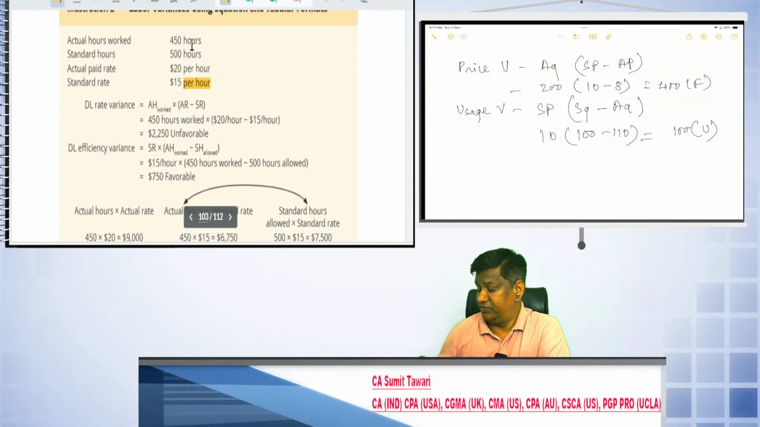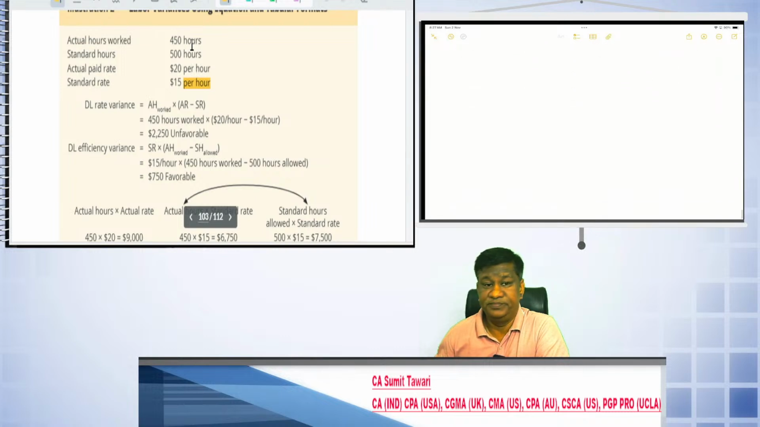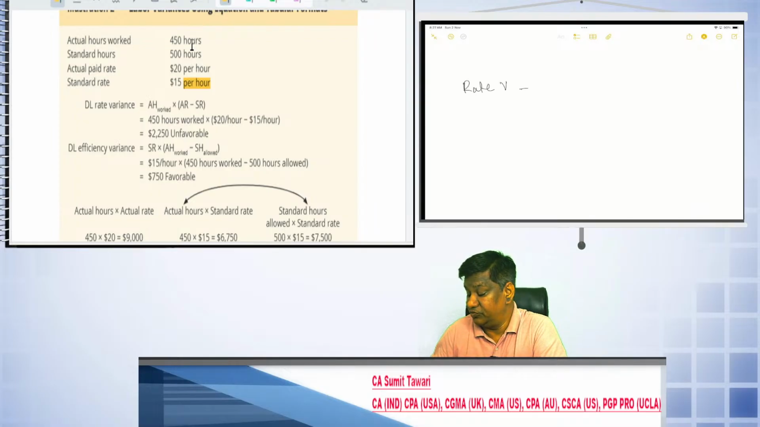Then labor variances, the same way. If I'm calculating the rate variance, I need to use the actual hours as the common factor, and then for efficiency, the common factor is the standard rate.